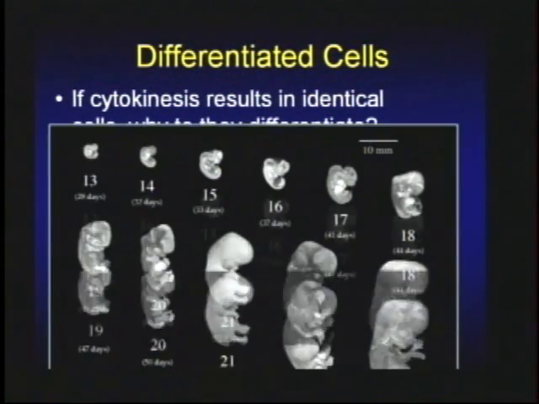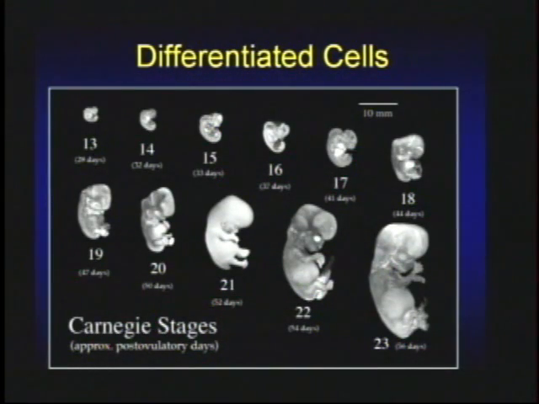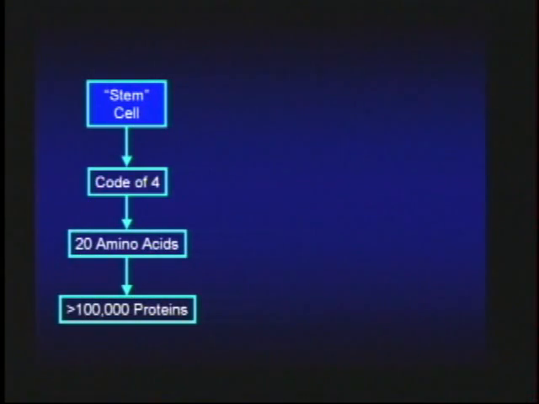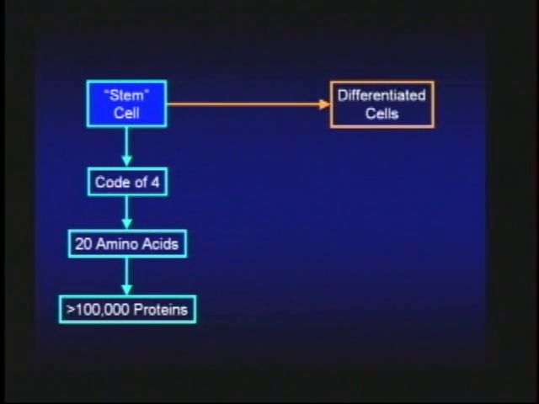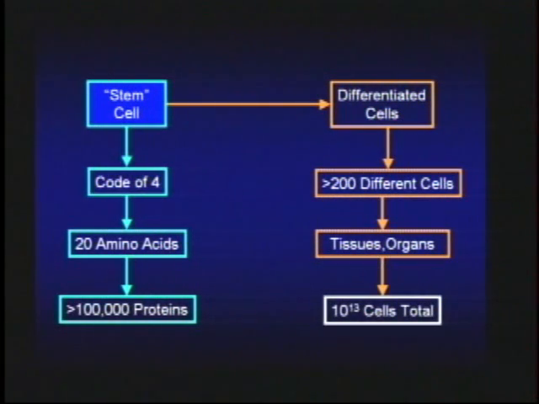Why do they differentiate? And you all have seen these, the development of the embryos. While they're still undifferentiated, they're called stem cells. They use a code of 4 to define the 20 amino acids that make up 100,000 different proteins to make the cell operate. But then for some reason, unknown at the present stage of understanding, they start differentiating. And over 200 different kinds of cells get differentiated that make up the tissues and organs. There's a total of 10 to the 13th cells in your body, which is a bunch.